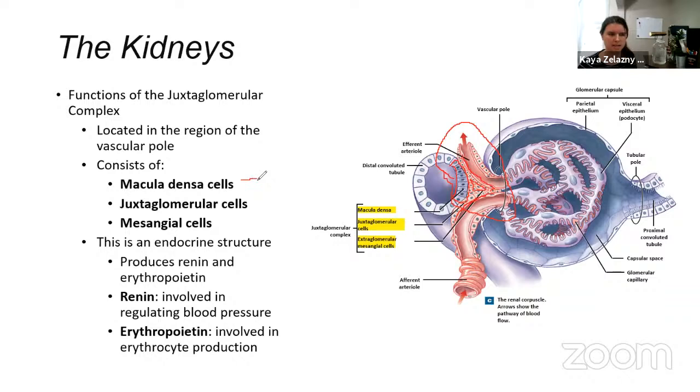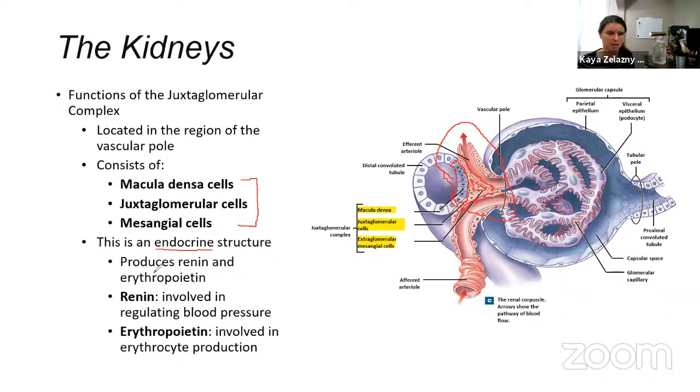It contains these three cell types. The macula densa cells are part of the tubule. The juxtaglomerular cells are also called granular cells. That's the term your textbook uses. Those are part of the arterioles. And then the mesangial cells are those cells nestled in between. So this complex as a whole is partially going to be involved in regulating flow through the nephron, but it's also an endocrine structure.